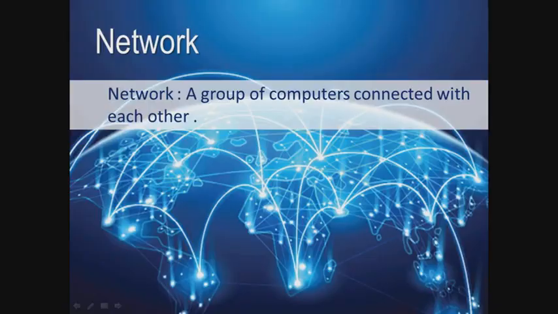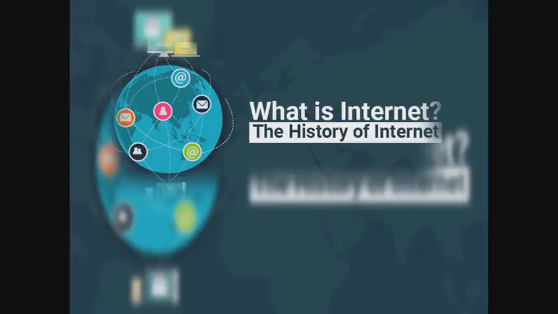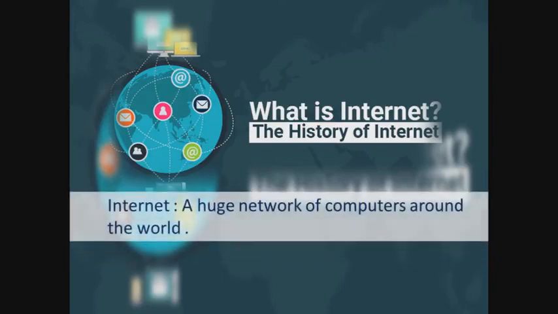So let's see what is internet. Internet, a huge network of computers around the world. So when a small group of computers connected with each other, they form a network. And just like that network, when many small networks joined with each other and form a bigger network, even across the world, that is internet.